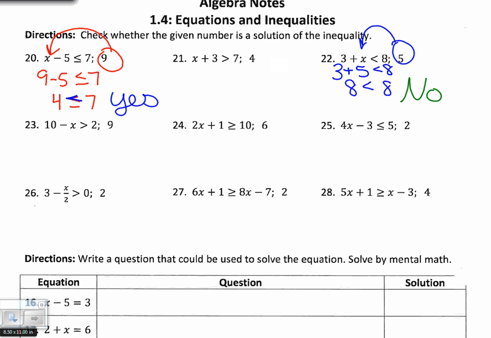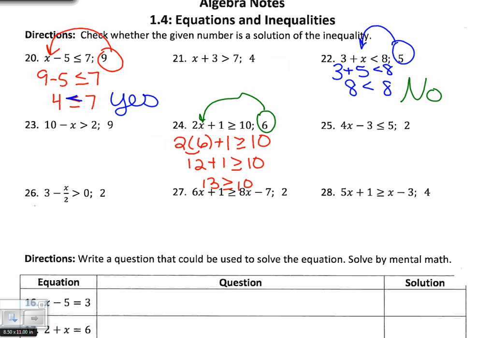Let's do number 24. I have 6. It wants me to plug it in for x. So I take out my x and I put in 6. Remember, if my x is next to that number, you need to put your 6 in parentheses so it doesn't look like 26. We do multiplication first. So 2 times 6 is 12. Write everything else down. Next step is addition. 12 plus 1 is 13.